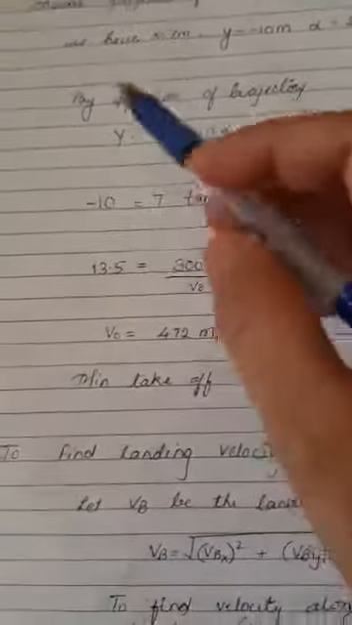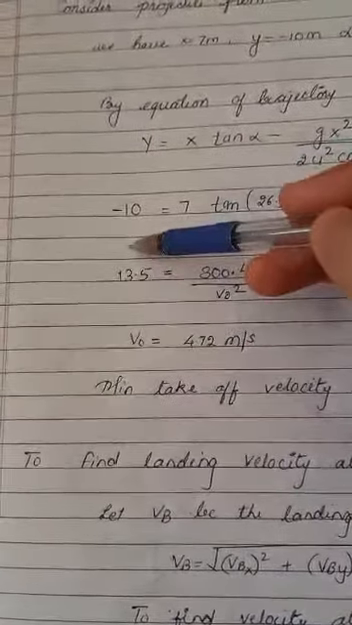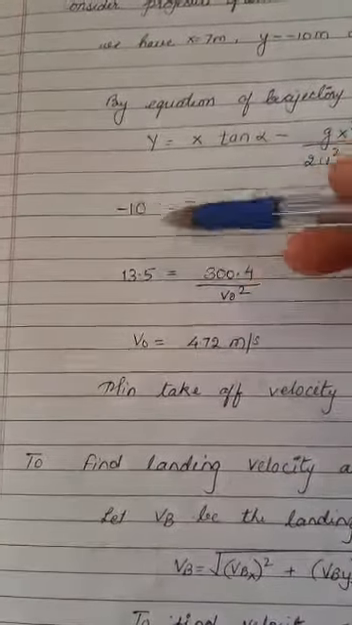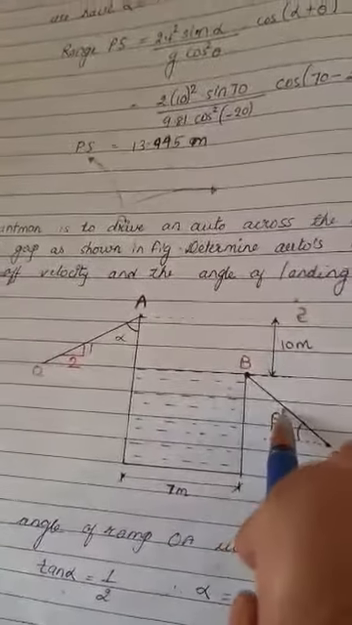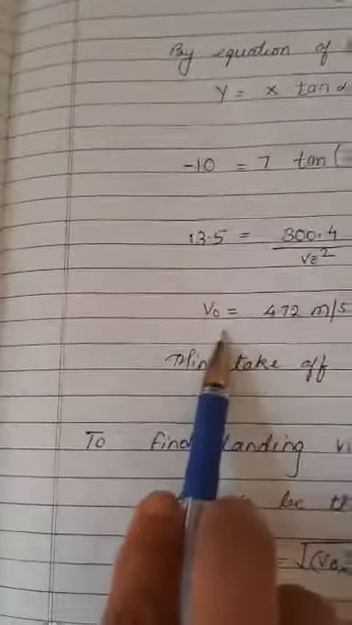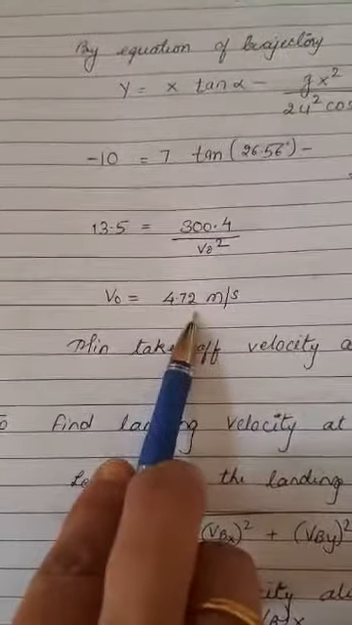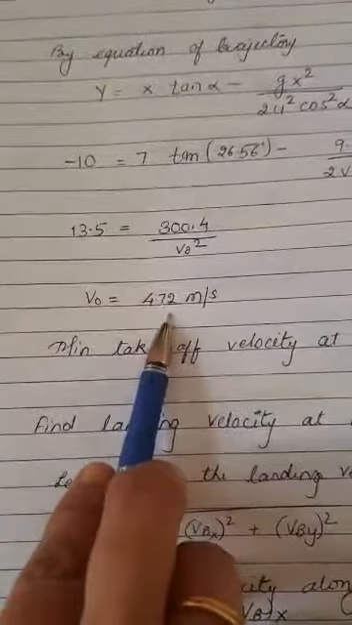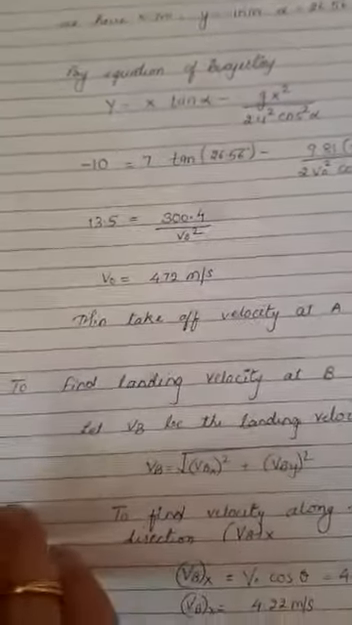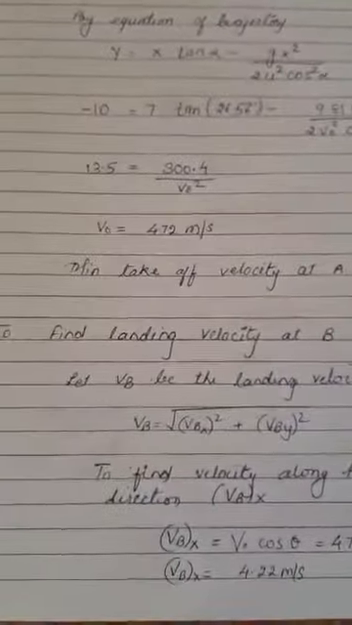Okay. So here we are taking y equals negative 10 because the point of landing is below the point of projection. So put the value of y, x and alpha here, you will get the takeoff velocity. So from this you are getting velocity equals 4.72 meter per second. So this is your minimum takeoff velocity.